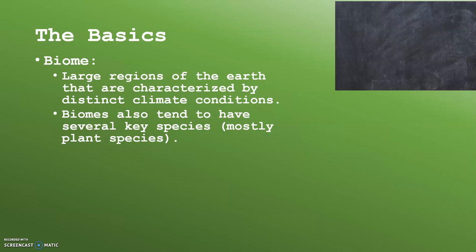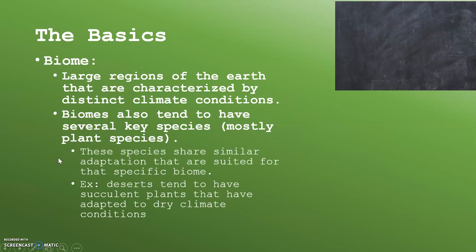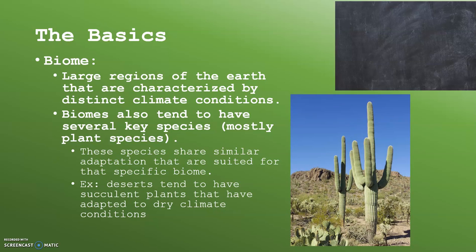A biome is a large region of the Earth that's characterized by distinct climate conditions. Biomes also tend to have several key species, mostly plant species. These species share similar adaptations that are suited for that specific biome. For example, deserts tend to have succulent plants that have adapted to dry climate conditions.